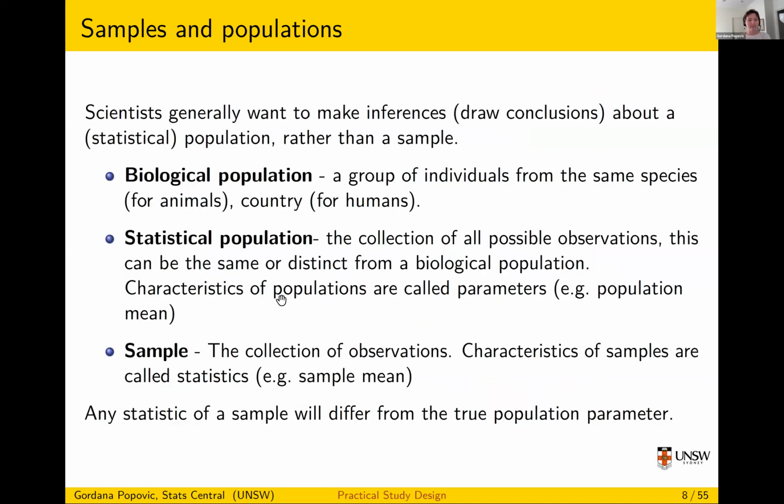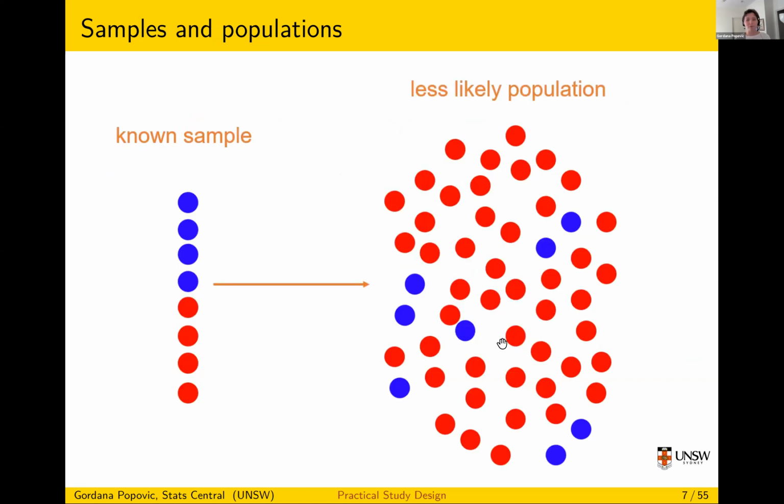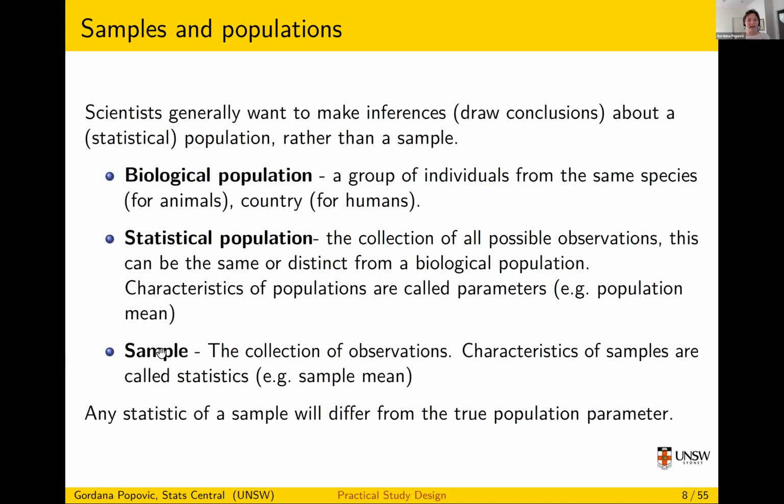Now, the characteristics of a population, for example, the population mean, are called parameters. Parameters are the things that I want. So in this example, what I'd like to know is the true proportion in the population of blue dots. Which is, I don't know, maybe like 10%. That's what I want to know. But the only thing I do know is the proportion in my sample, which is 50%.